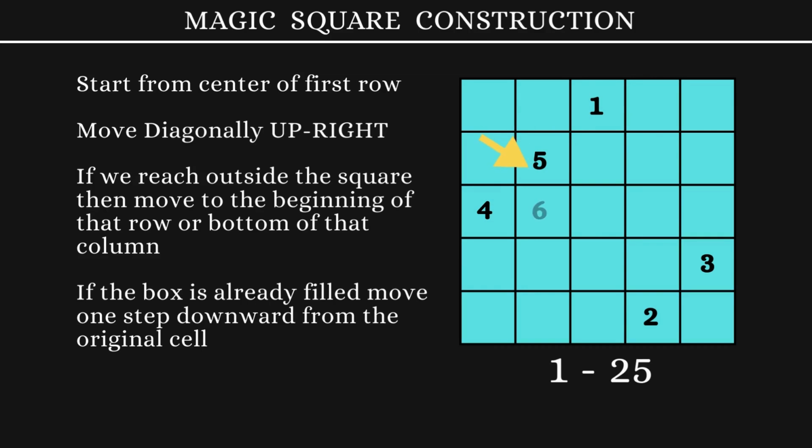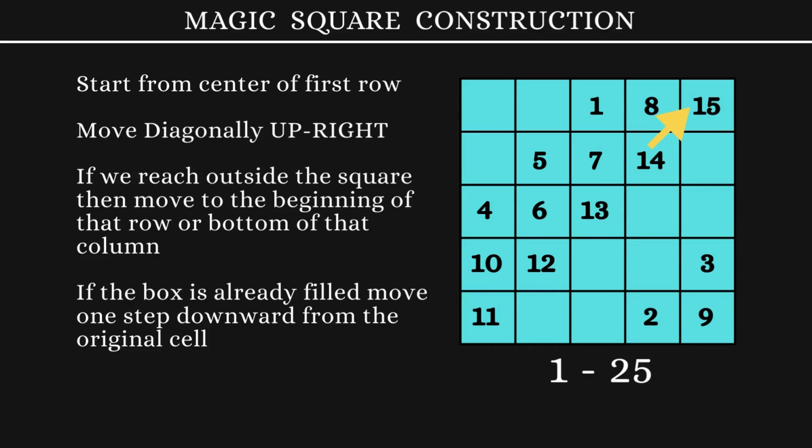So 6 comes here. 7, 8, 9 goes outside, which will fall here. 10 again goes outside the square. So that is moved to the beginning. The next grid is already filled. So we'll move to the bottom grid. 11, 12, 13, 14, 15.